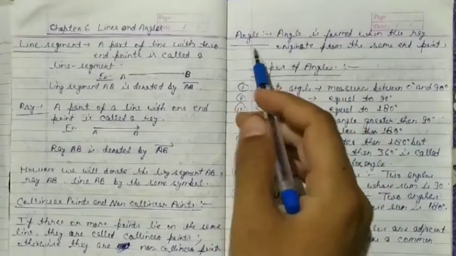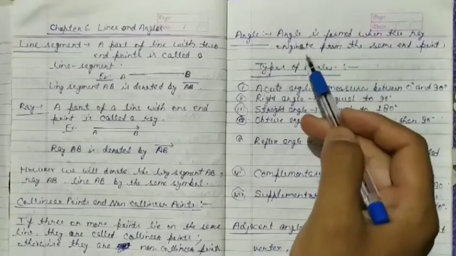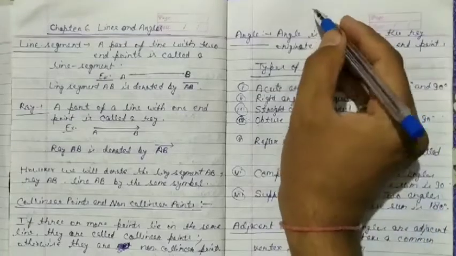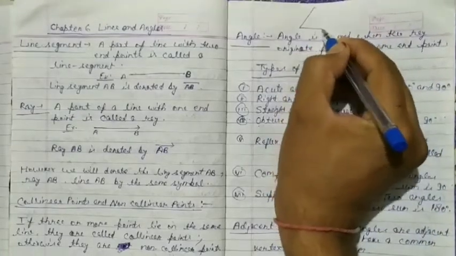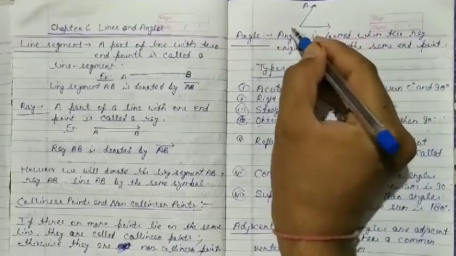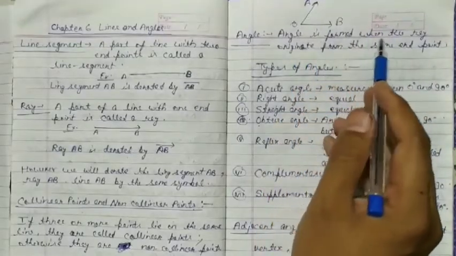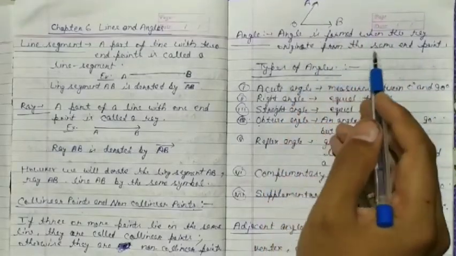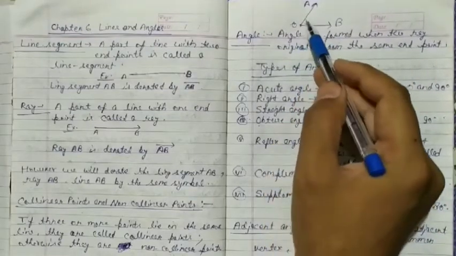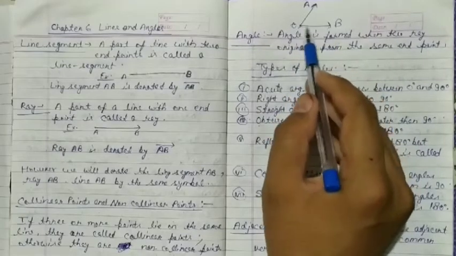Angle. An angle is formed when two rays originate from the same endpoint, like this. Angle AOB. An angle is formed when two rays originate from the same endpoint. O is the same endpoint and ray OA and ray OB originate from this point.